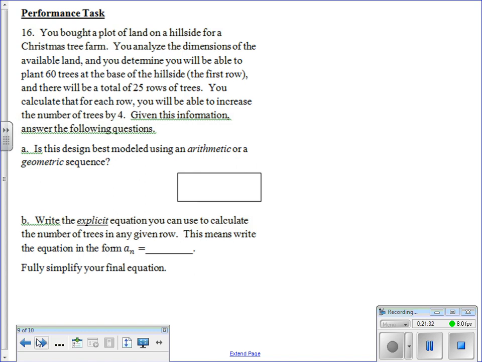Is this design best modeled using arithmetic or geometric? How many am I increasing by? 4. Am I adding or multiplying by 4? Am I going to have 29 trees in the second row, or 100 trees in the second row? I'm going to have 29. So this is arithmetic because I'm adding.